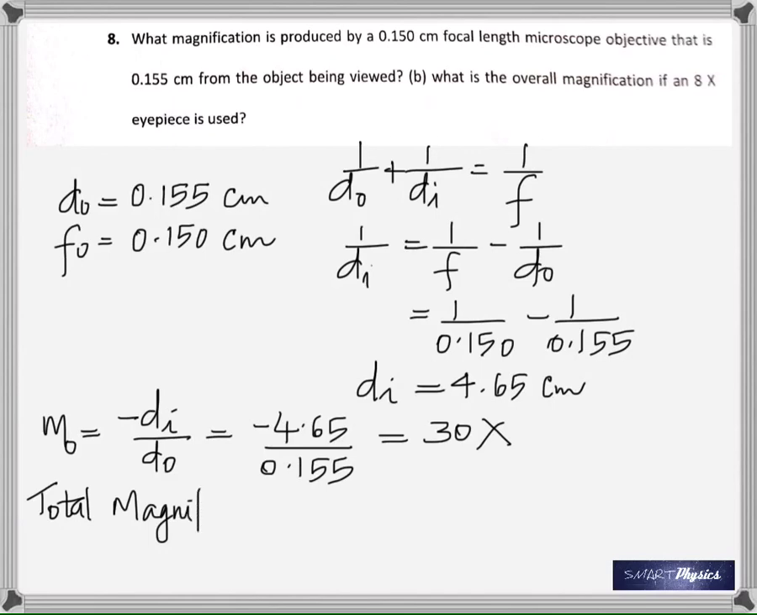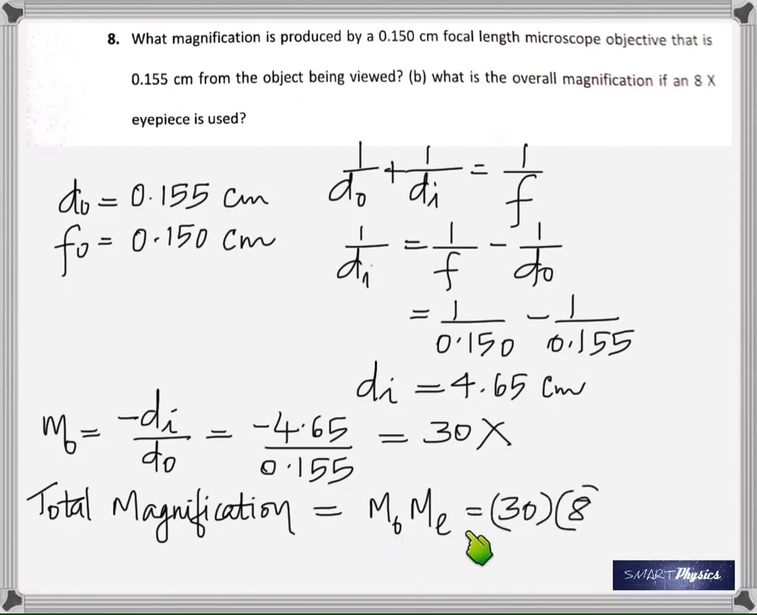And for B, total magnification is the product of the individual magnifications. So the product of magnification of the objective and that of the eyepiece. So 30 times 8 is 240 times is the answer.